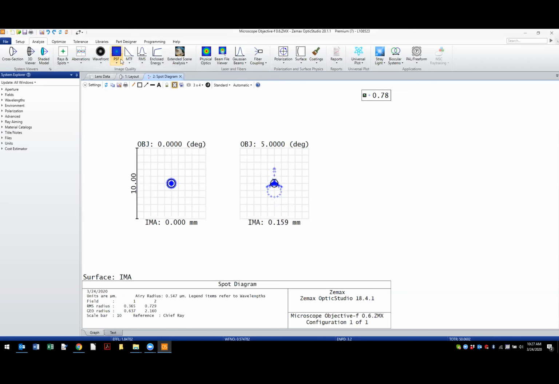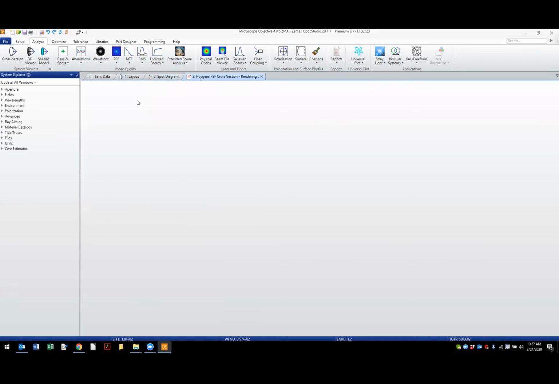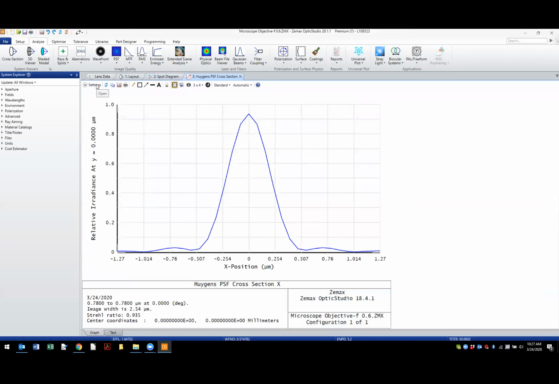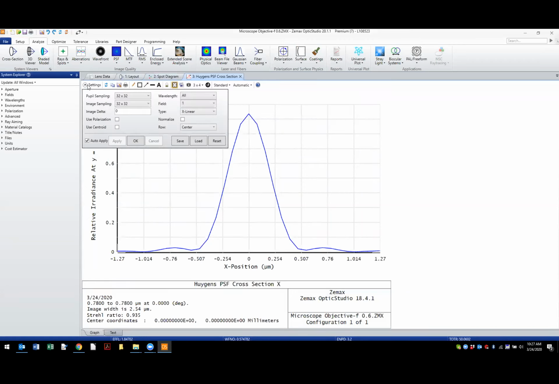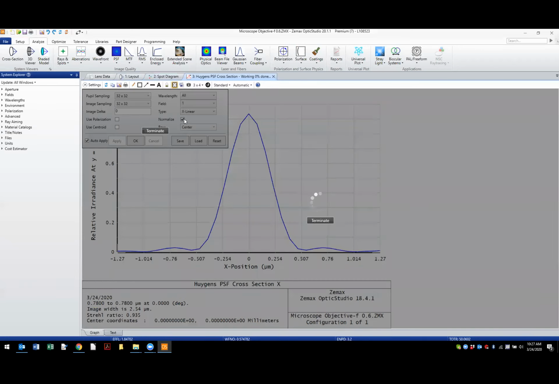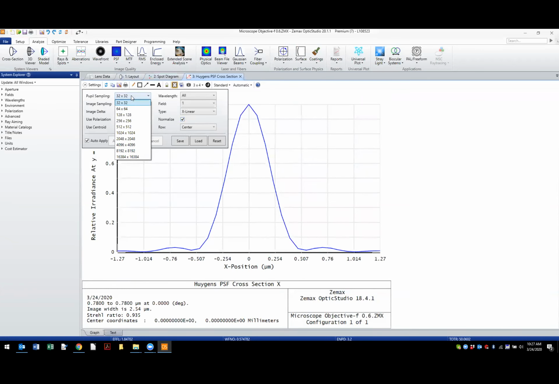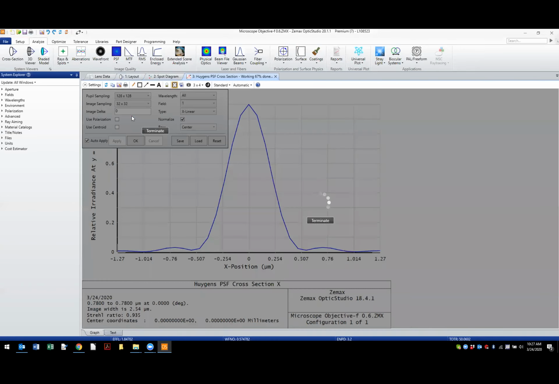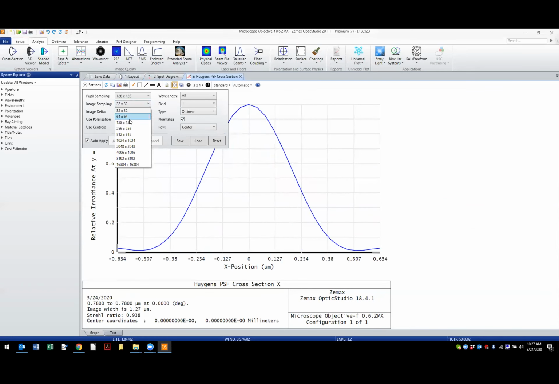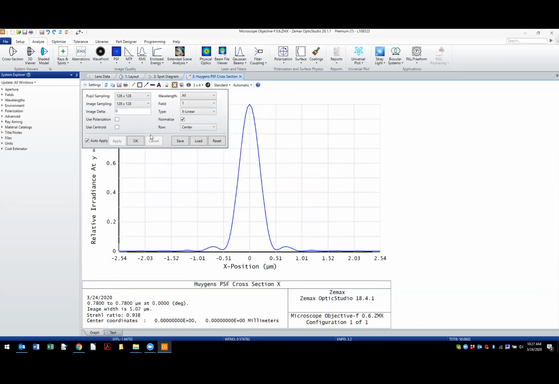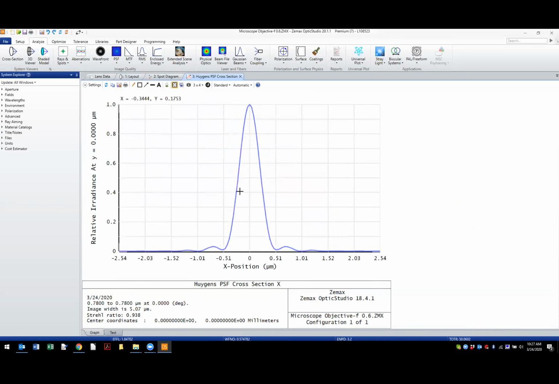Now that's still just in ray optics. Let's take a look at the PSF cross-section. All right, well, that's choppy. So let's always normalize it so that the peak is 1. It makes things easier to interpret. Let's go from 32 by 32 to 128 by 128. Okay, that looks a lot like the pattern we got earlier today. There are some quantitative differences, but qualitatively it looks awfully close.